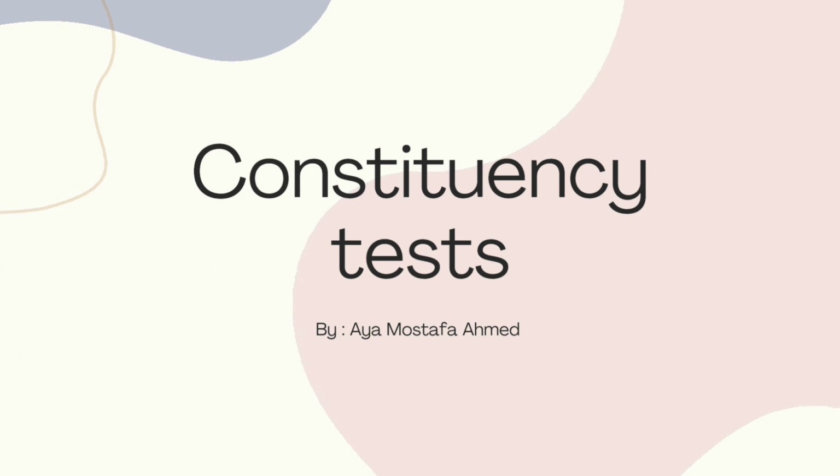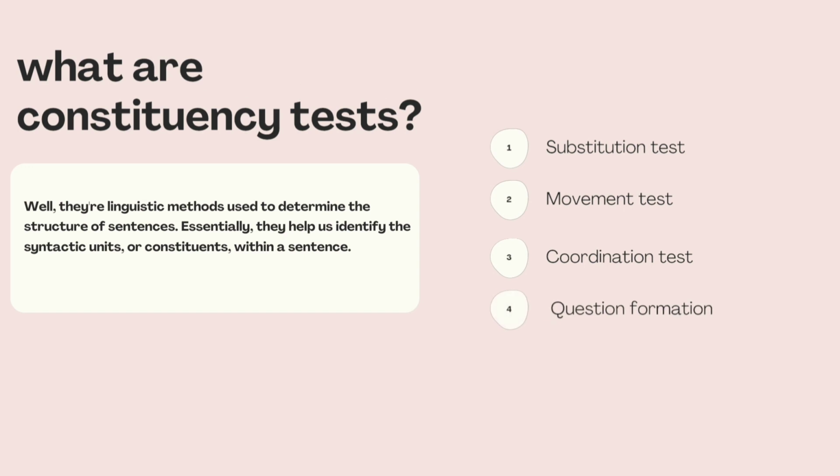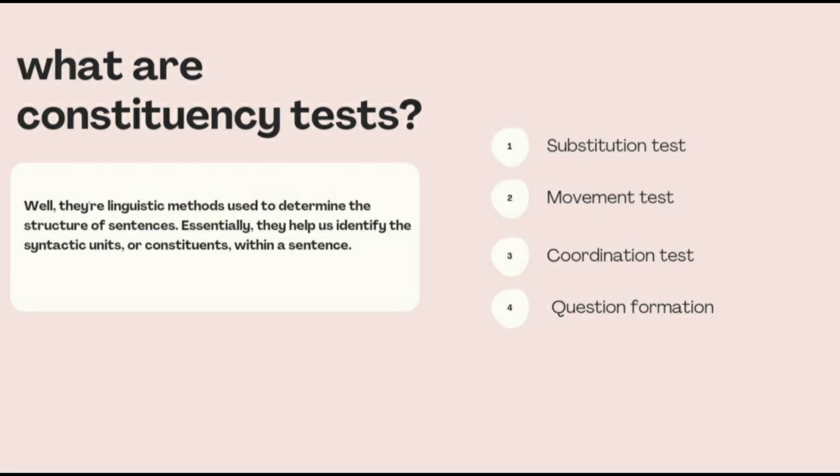Constituency tests are the linguistic method used to determine the structure of the sentence. These tests help linguists analyze the hierarchical structure of the sentence and understand how different elements relate to each other grammatically, and also help in identification of the syntactic unit or constituent within a sentence. So there are four types of constituency tests.